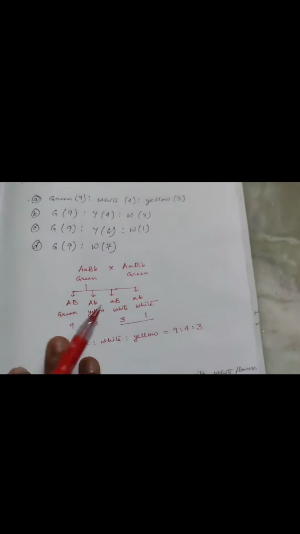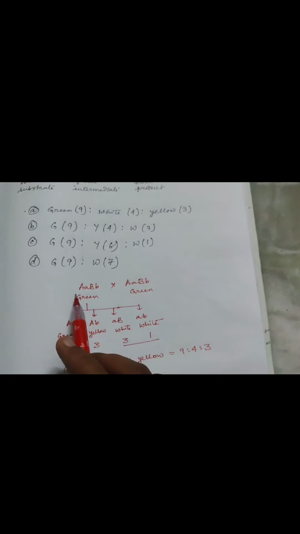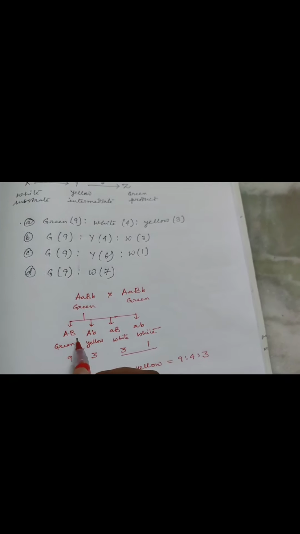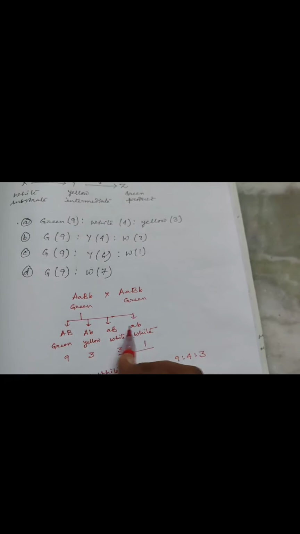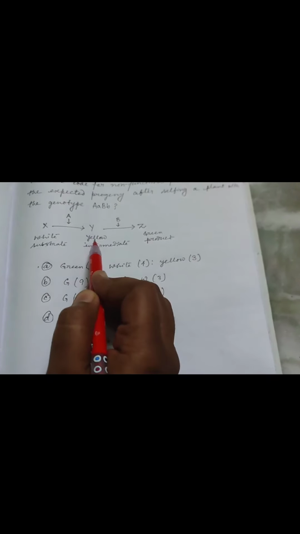So just do the cross here. Capital A small a into capital B small b. That means here, both the A and B are present, so the color will be green. When these are crossed, 4 types of gametes are produced, where both the A and B are present, the color will be green. Where A is present but capital B is absent, the color will be only yellow.